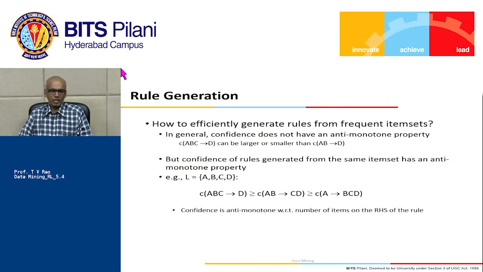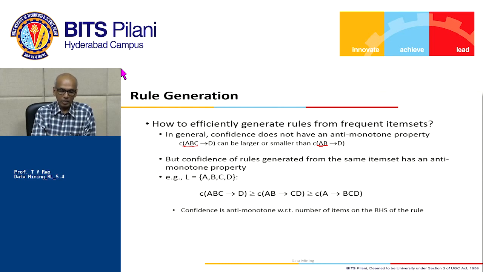One approach we can take comes from the a priori property. When we are talking about the confidence of ABC leading to D, it can be larger or smaller than AB leading to D, because as we can see in both these cases, the denominator is different. In one case you are looking at the support for AB, and in the other case, support for ABCD. And then the numerator is also different. One case ABD, and in the other case it is ABCD.